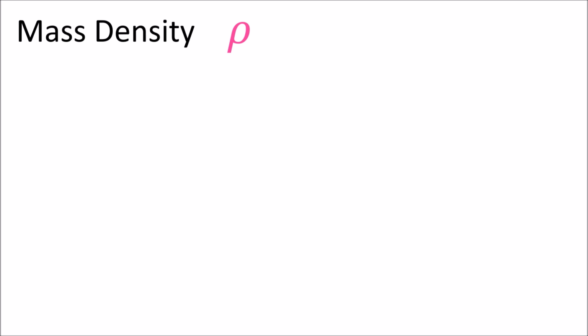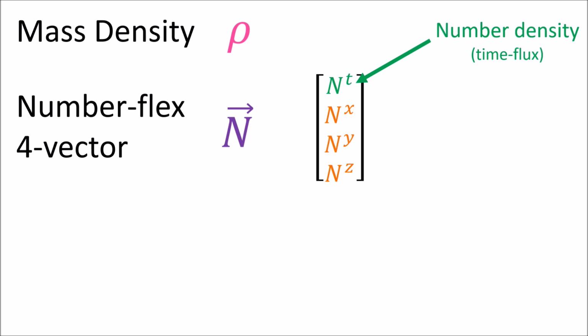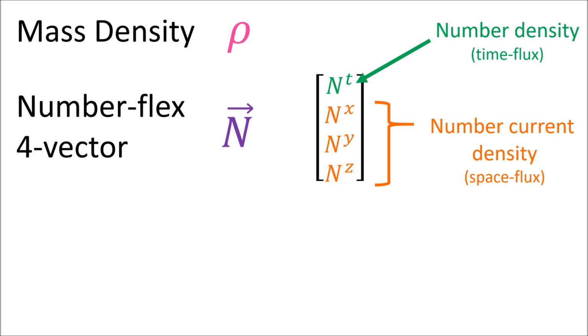So, to summarize this video, we wanted to generalize the concept of mass density to something that's invariant under Lorentz transformations, and doesn't change even with the effects of time dilation and length contraction. We started with the concept of number-flux 4 vector. The time component counts the number of particles in a spatial cube at a moment in time, and the 3 spatial components count the number of particles crossing a unit square over a unit time, which is kind of like a unit cube with 2 space dimensions and 1 time dimension.